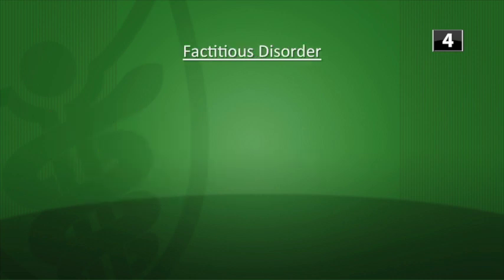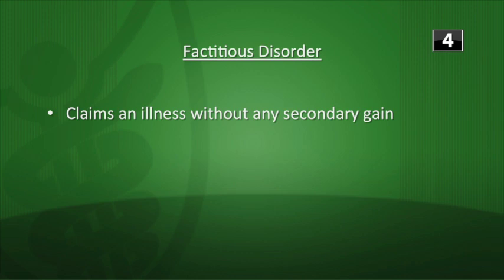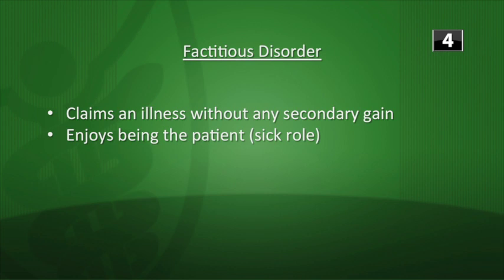Factitious disorder is where the patient claims an illness, so they're faking something, but there's no secondary gain involved. She just enjoys being a patient, being in the sick role. Maybe he comes in just wanting to get medical attention. The patient may not even know why they're doing this, but they're aware that they're faking it. They know that they're faking something, and they know that it's going on. But remember, for malingering, there is a secondary goal.